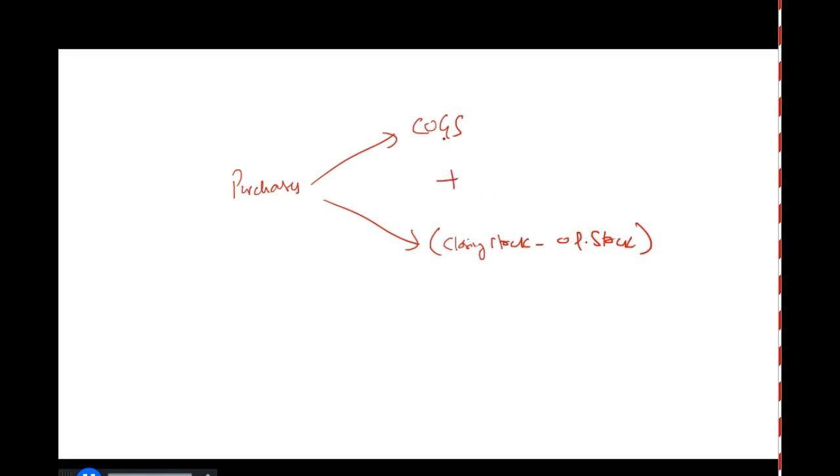So if you have made some purchases, either you will sell that product, which means it changes into cost of goods sold, or you will add it to stock. Adding it to stock means your total stock will increase or decrease. And how do you find out the increase or decrease in stock? It is closing stock minus opening stock. So if I take closing minus opening and add it to cost of goods sold, it will give me purchases.